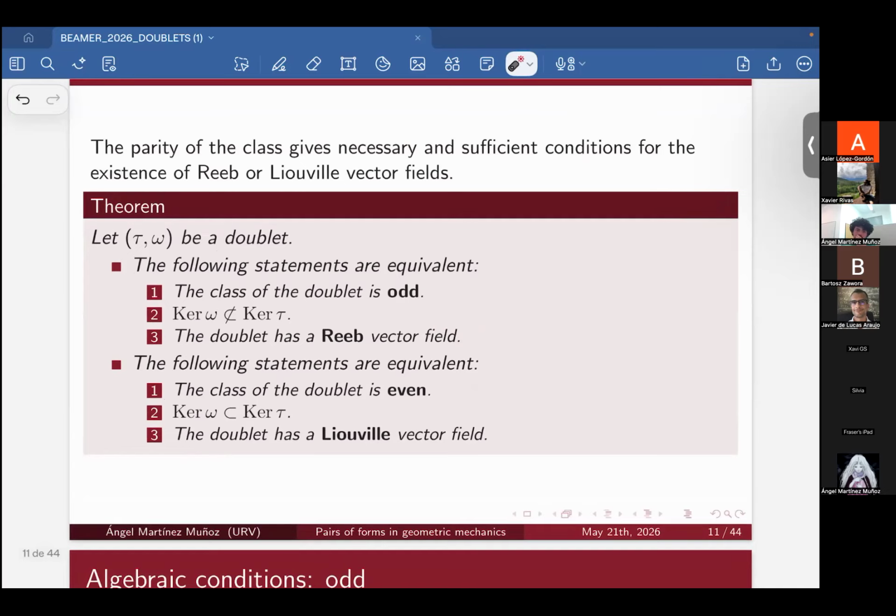And for the even class, you have a similar statement, which tells you that you have these two equivalent conditions here. This is what we saw, again just applying the annihilator on both sides. But this is also equivalent to having a Liouville vector field. So you get these two types of doublets, of pairs of 1 form and 2 form, and they are basically classified by the existence of a Liouville vector field or a Reeb vector field. That's why, for example, you see Reeb vector fields in contact manifolds, but you don't see them in symplectic manifolds, right?